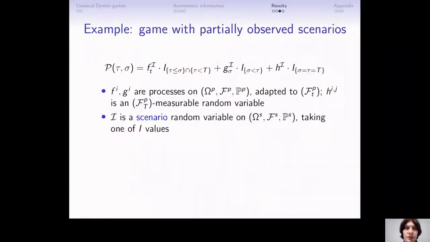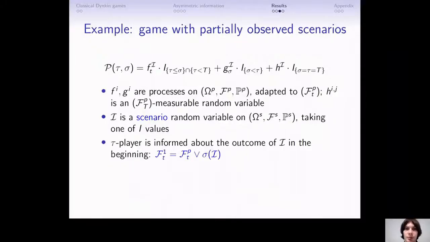Consider a game with the following payoffs involving a scenario random variable I, so sort of a regime or state of nature that will only be known to one of the players. More precisely, we assume that tau player is informed about the outcome of this scenario random variable in the beginning of the game. Her information flow therefore consists of observation of the trajectories of the processes f and g and of the realization of the scenario random variable I. The strategy tau is a randomized stopping time with respect to this filtration F1.